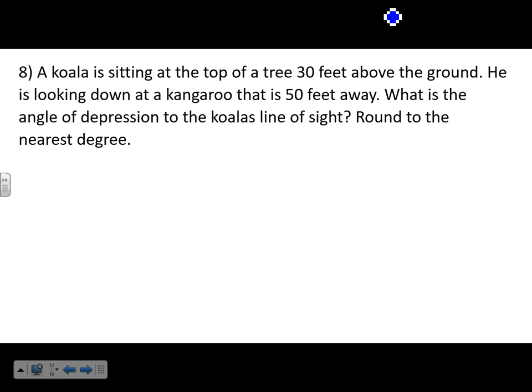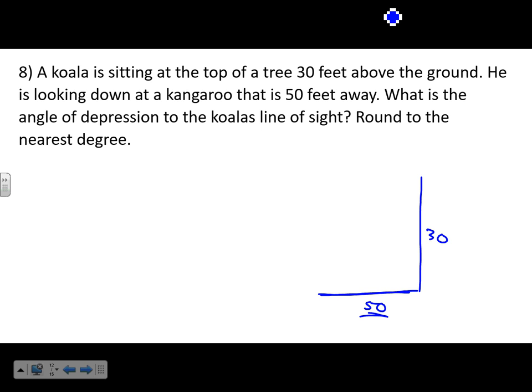This one's going to be a little bit more difficult because it's the angle of depression. So a koala is sitting at the top of a tree 30 foot above the ground. That koala is looking down at a kangaroo that's 50 foot away. And again, if you're not sure if it's 50 foot from the base or 50 foot from this side, your hypotenuse, just ask me because I'll let you know. This one's a little bit vague. I'll try to be more specific on a test. But 50 foot away, I meant away from the tree. What is the angle of depression to the koala's line of sight?